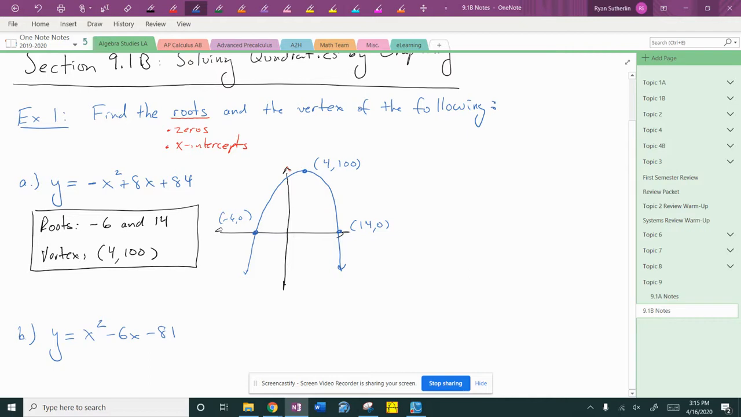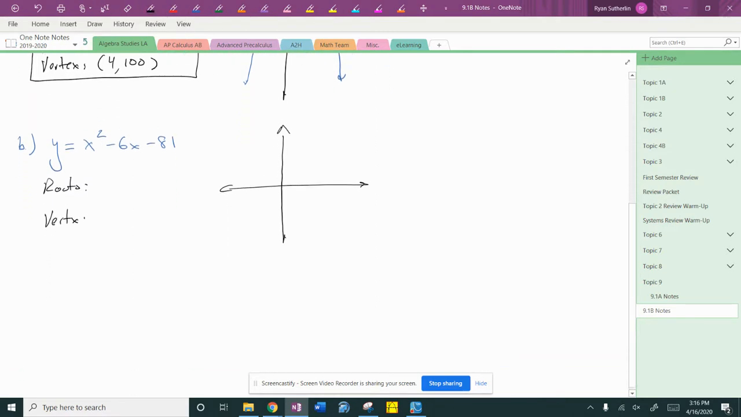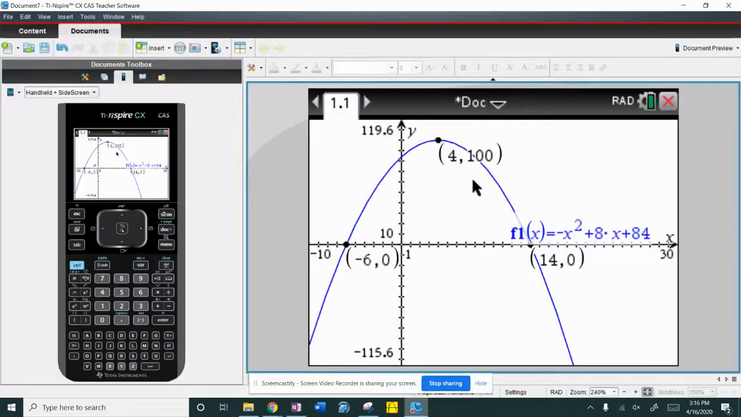So pause, graph it, see if you can change the window on your calculator in order to see everything so that you can tell me, just like we did in the first problem, what are the roots of this problem, and then what is the vertex. And we'll just have our graph over here. Okay, I think hopefully you've tried it now. And now let's take a look at this problem.